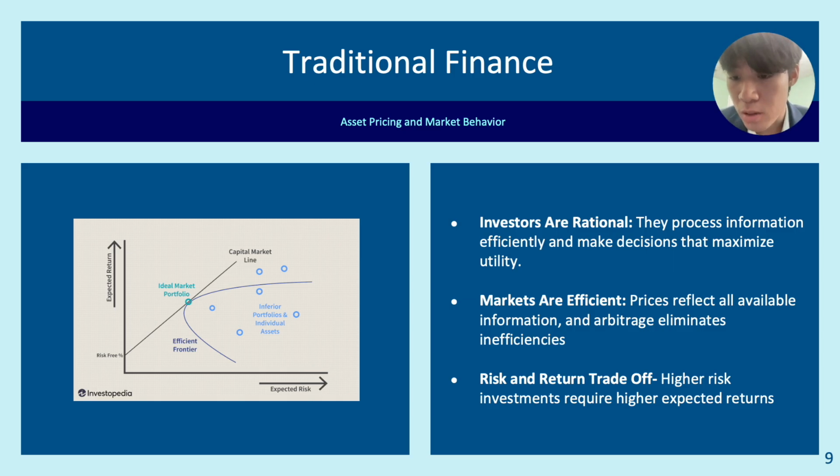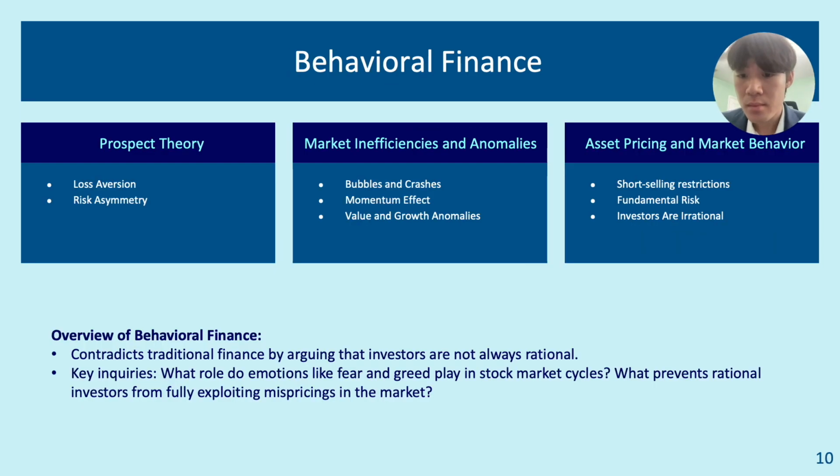However, real-world market behavior often contradicts these assumptions, leading to the rise of behavioral finance. But if markets are efficient and investors are rational, why do we see market crashes, bubbles, and anomalies? This is where behavioral finance comes in. Traditional finance assumes rational behavior, but human emotions often lead to irrational decisions. Behavioral finance suggests that psychological biases and cognitive errors drive investor decisions. For example, the 2008 financial crisis. According to traditional finance, the housing market should have adjusted efficiently. Instead, risky mortgage-backed securities were overvalued, leading to a market collapse.